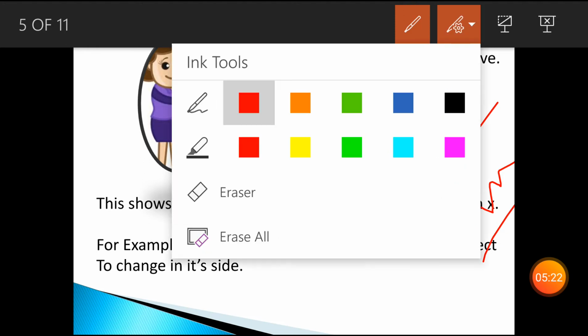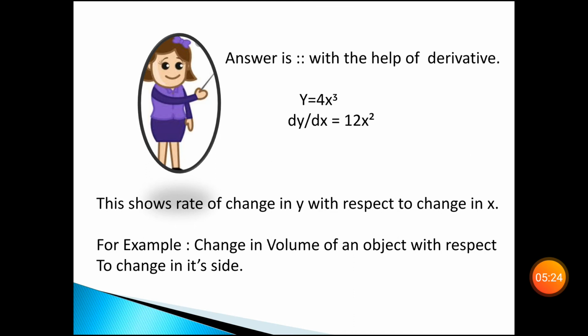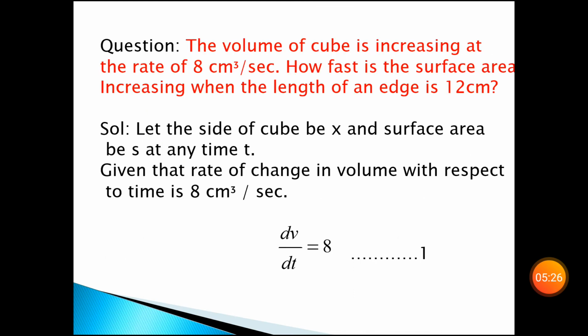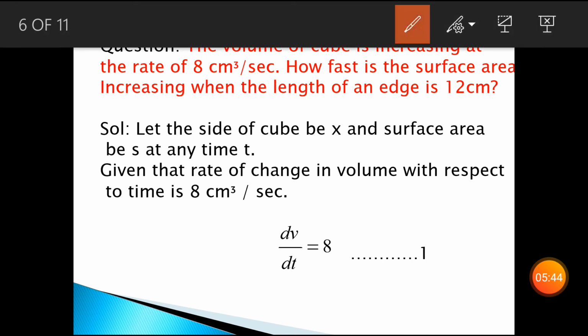Now just see one example. The volume of a cube is increasing at the rate of 8 centimeter cube per second. How fast is the surface area increasing when the length of an edge is 12 centimeter? First of all, just see the question and then let us discuss it.